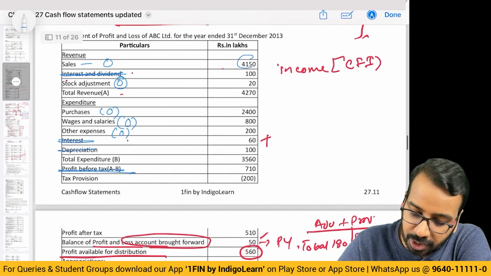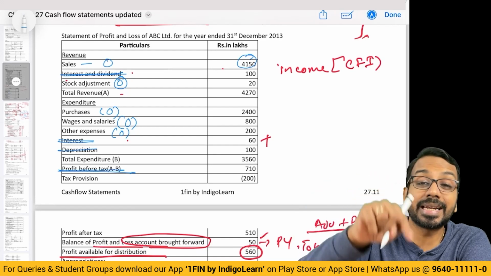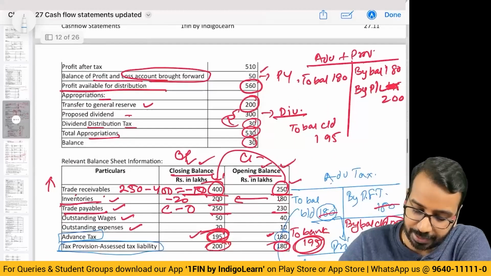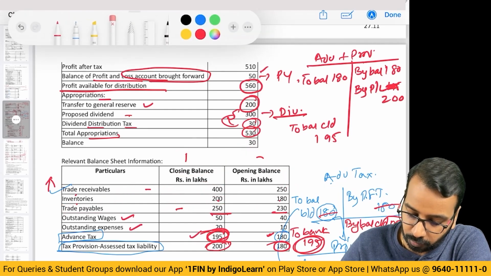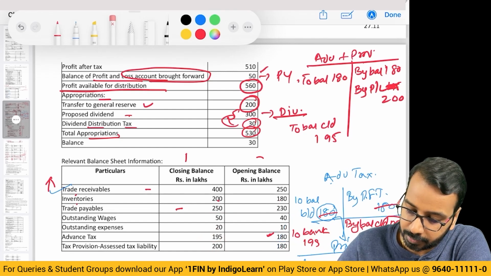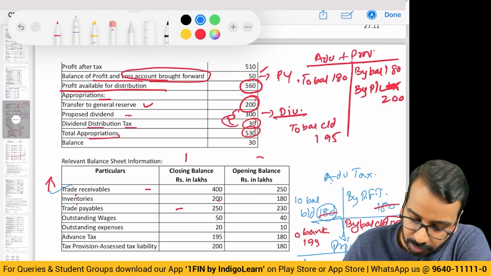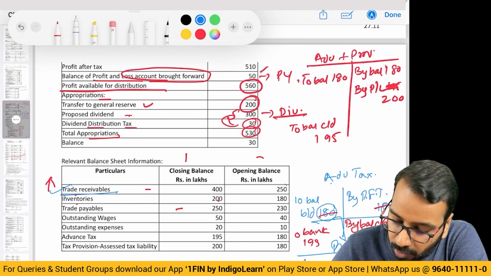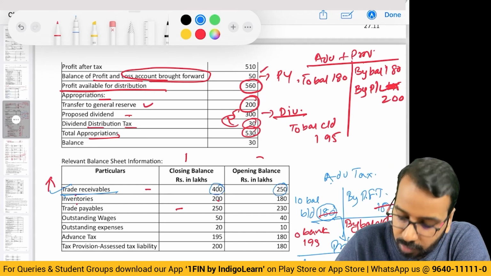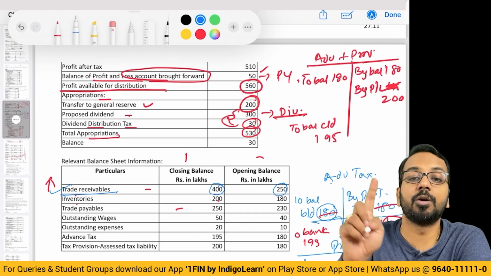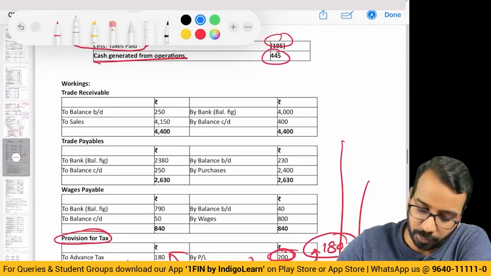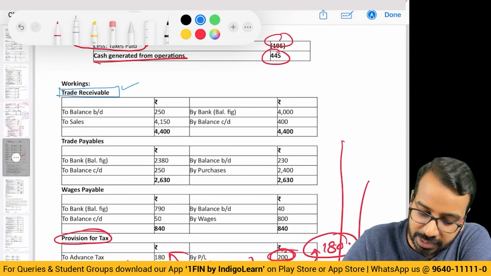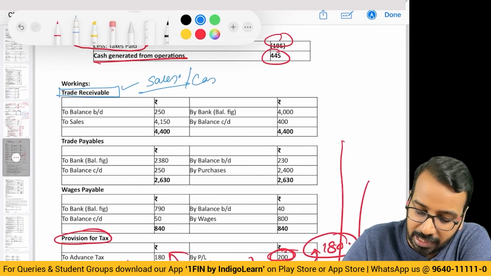Now when it comes to revenue 4150, what is the related item to revenue? Revenue is related to your trade receivables. So you will prepare a trade receivable account. To balance brought down, you will plot 250. By balance carried down, you will plot 400. Sales made during the year, you will post to the debit side of the trade receivable account. Basic ledger preparation, so the way you will do it is a working note. This is related to your sales and cash collections.